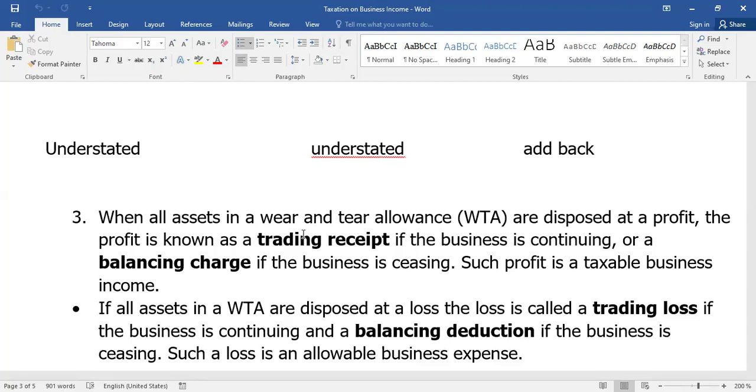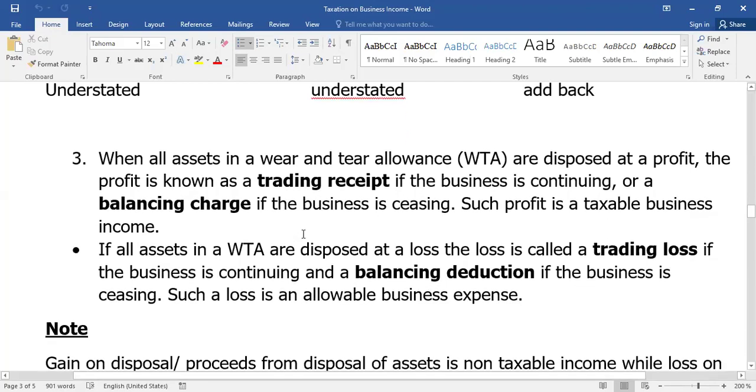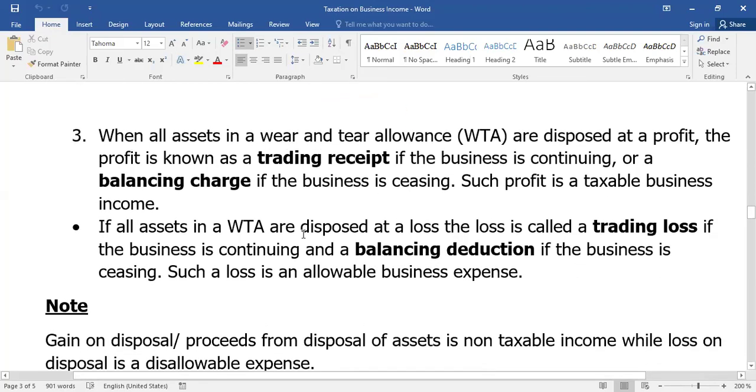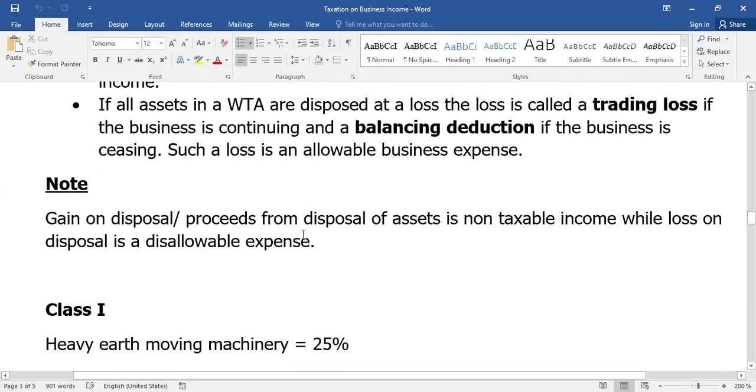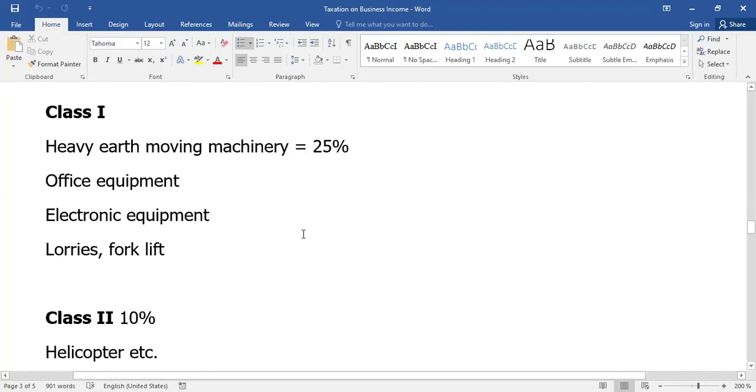Now, that is very simple for understanding. The other one we are talking about, even if all assets in a WTA are disposed at a loss. The loss is normally called the trading loss if the business is continuing, but a balancing deduction if the business is ceasing. Such a loss is an allowable business expense. Now, we are going to note that gain on disposal, that is proceeds from disposal of assets, is non-taxable income, while the losses on disposal are disallowable expenses.